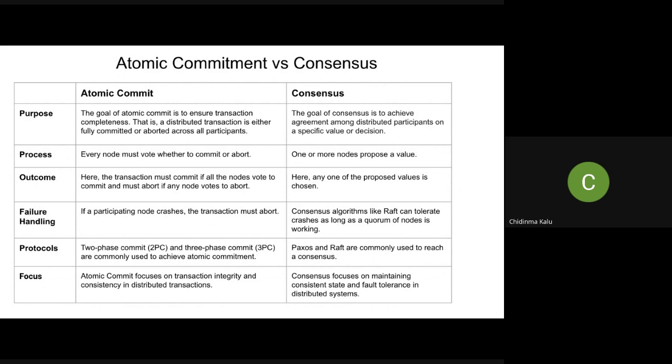Protocols in atomic commit are two-phase commit and three-phase commit. Those are commonly talked about protocols to achieve atomic commitments. Consensus algorithms that are commonly talked about are Paxos and Raft. The focus of atomic commit is transaction integrity and consistency in distributed systems. However, consensus focuses on maintaining a consistent state and fault tolerance in distributed systems. Any questions? No? Okay.